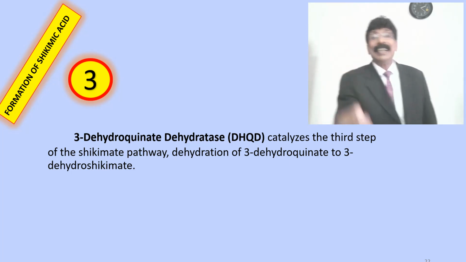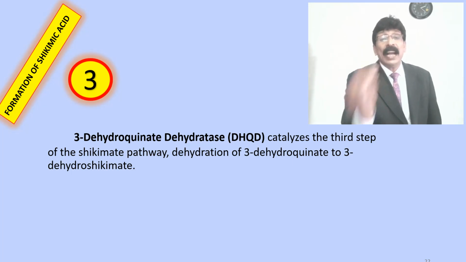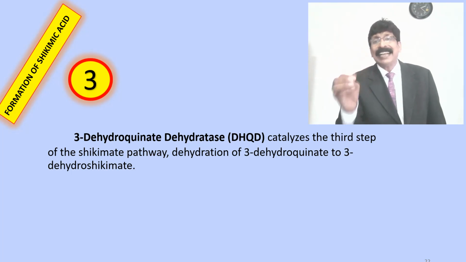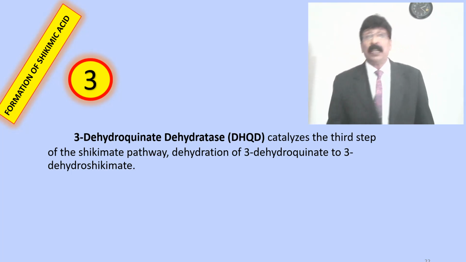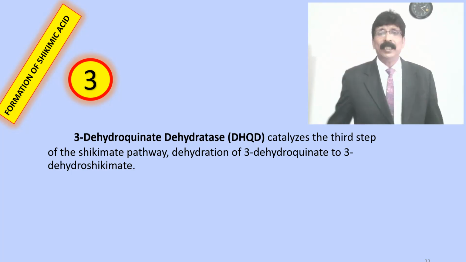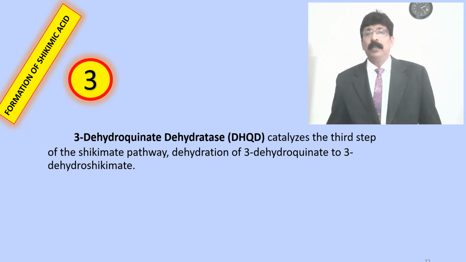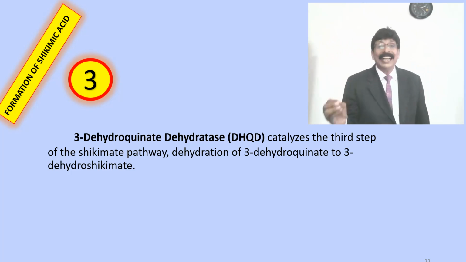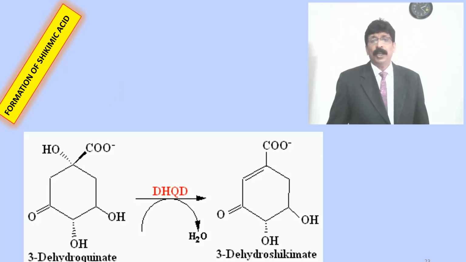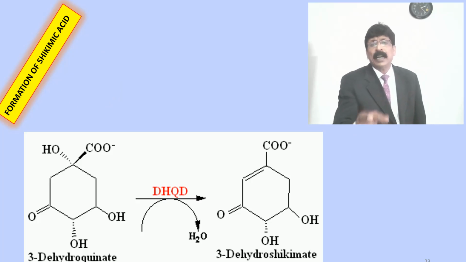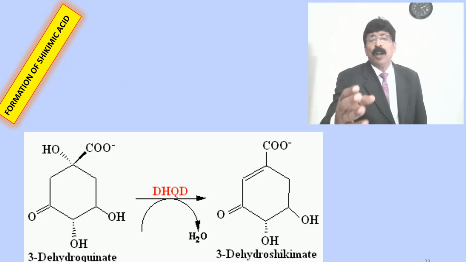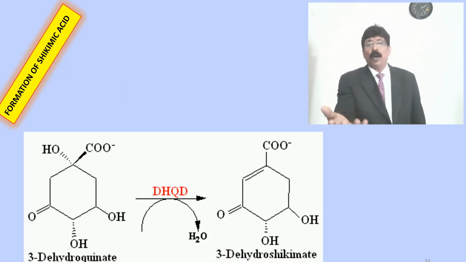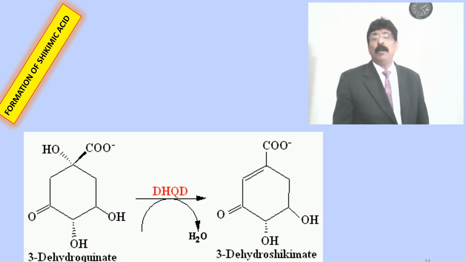What is the third enzyme? It is 3-dehydroquinate dehydratase. It catalyzes the third step of the shikimic acid pathway, dehydration, the removal of a water molecule from 3-dehydroquinate to give 3-dehydroshikimate. Dehydroquinate is converted, getting a double bond by removal of a water molecule, into 3-dehydroshikimate, a ring structure with OH groups, an acid and a double bond, a simple structure any student can write.